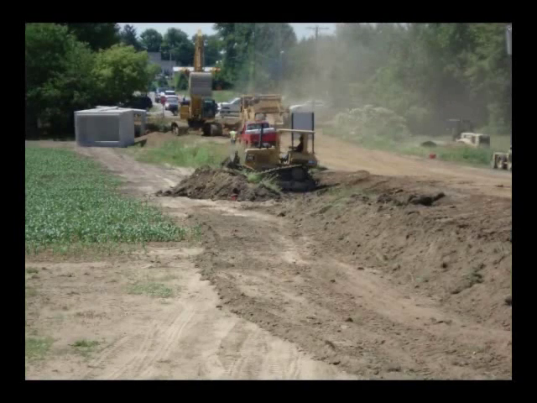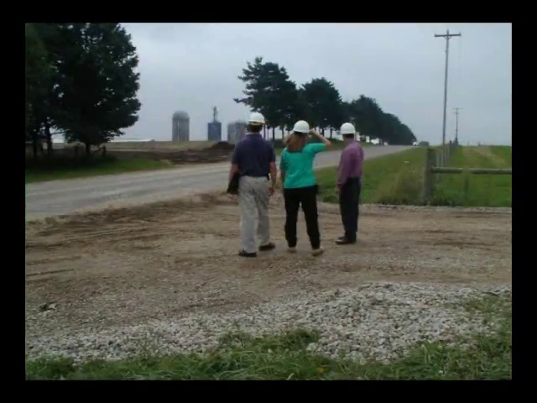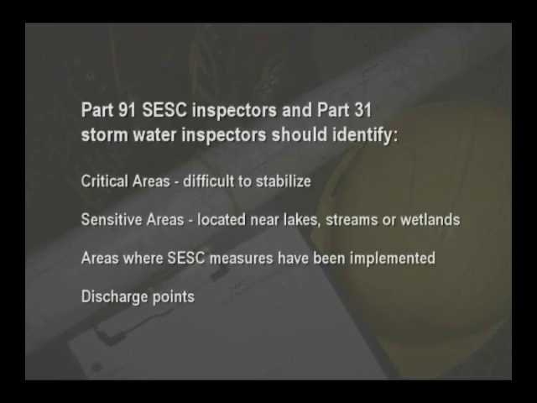Now that you have a general idea of the rules, regulations, and SCSC measures, let's look specifically at what you, as the stormwater operator or SCSC inspector, are required to do. Whether you are a Part 91 SCSC inspector or a Part 31 stormwater operator, you should thoroughly review the SCSC plan and any special permit conditions prior to visiting the site.